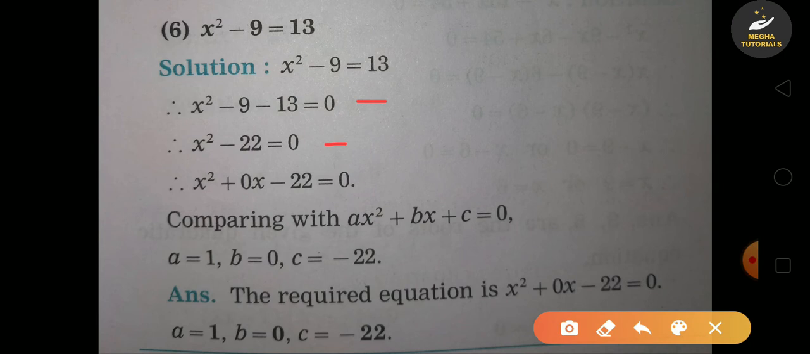In this case the x term is not present, so in the standard form we can write x square plus 0x minus 22 is equal to 0. Then comparing with ax square plus bx plus c is equal to 0, we can write a is equal to 1, b is equal to 0 and c is equal to minus 22. So this is the final answer.